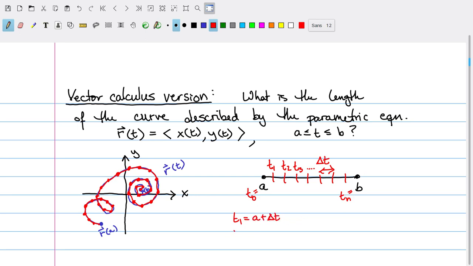t2 will be t1 plus delta t, so it'll be a plus 2 delta t. I'm going to move over by delta t twice. T3 will be a plus 3 delta t, and so on. So we see here that just tk for any particular k will be a plus k times delta t.